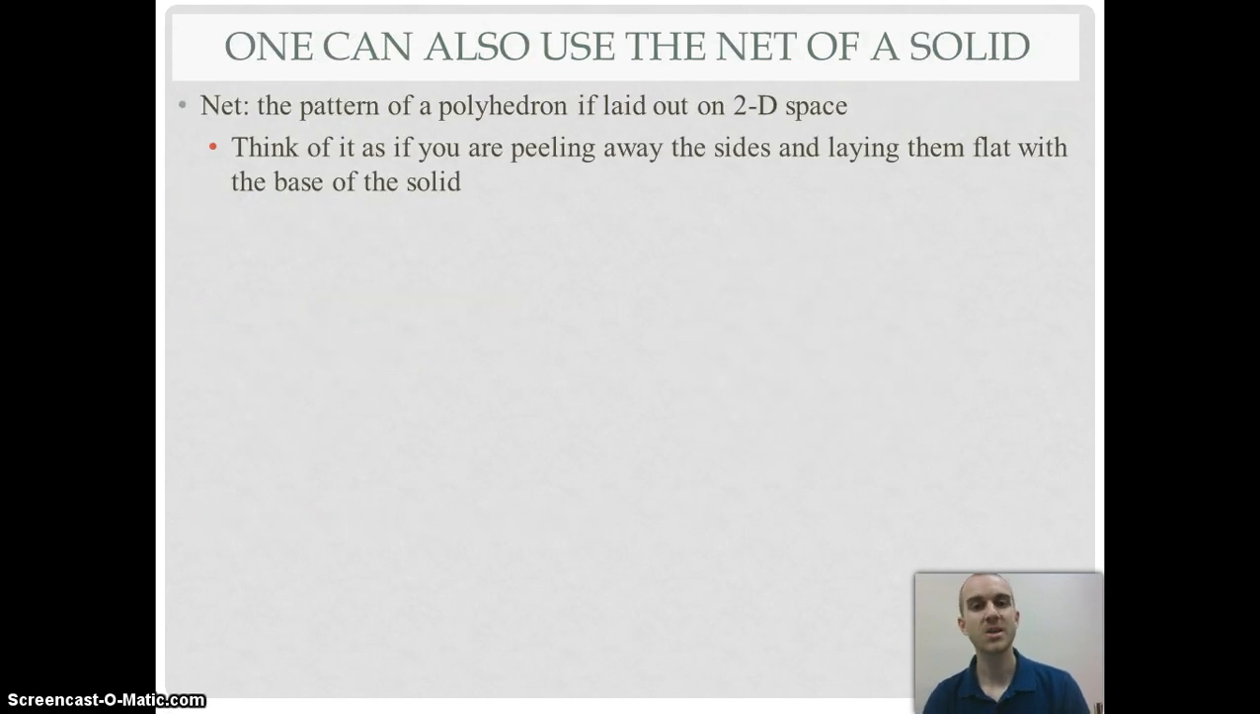Now, it's not always easy to use a formula because the formulas can get quite complex. So one thing that we could use is the concept of the net of a solid. And what you think about is if we take the pattern that makes that shape and lay it out in a two-dimensional space, we can then see what are each of those shapes and find the area of each shape. It's kind of like the idea of peeling away the sides and laying them flat on a surface.